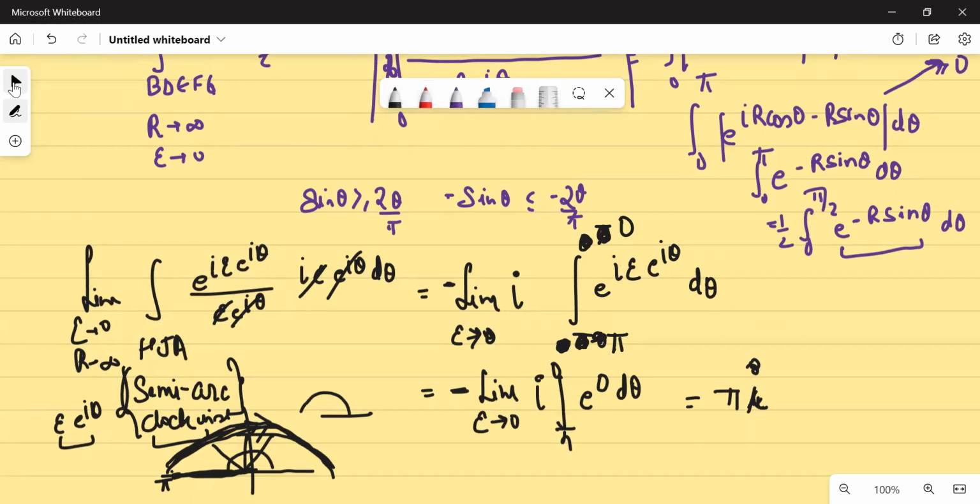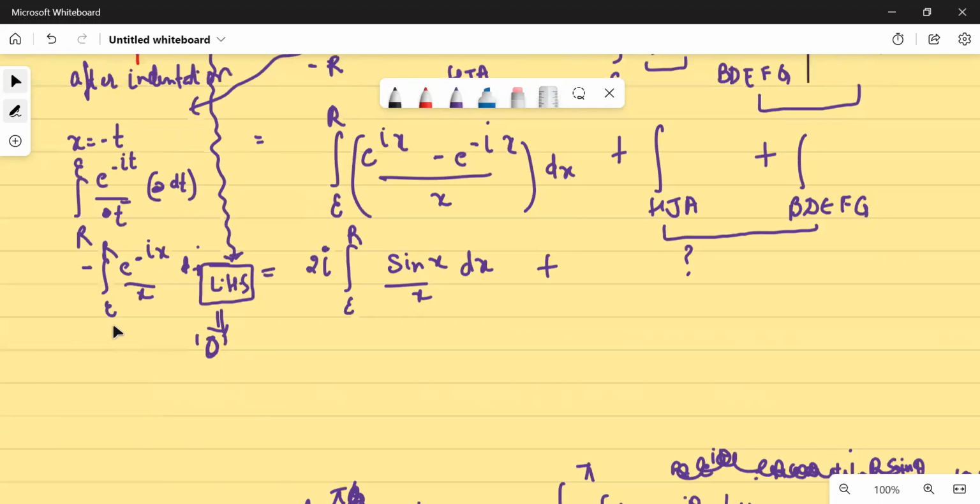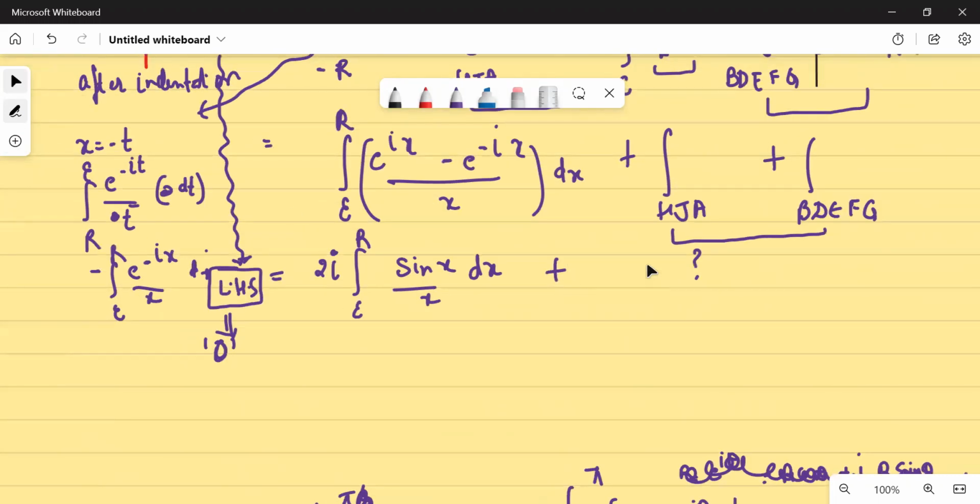Okay, so you will find that this integration has come out as... okay. So this integration has come out as, I don't know what is the mistake I'm doing.